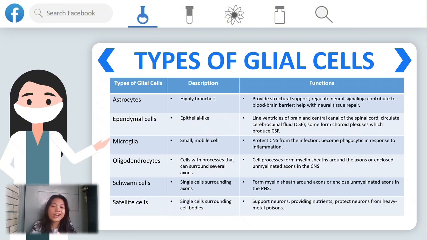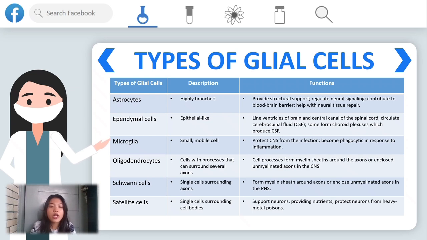So the astrocytes are highly branched, provide structural support, regulate neural signaling, contribute to the blood-brain barrier, and help with neural tissue repair. The ependymal cells are epithelial-like, line the ventricles of the brain and central canal of the spinal cord, circulate cerebrospinal fluid or the CSF, and some form choroid plexus which produces CSF.